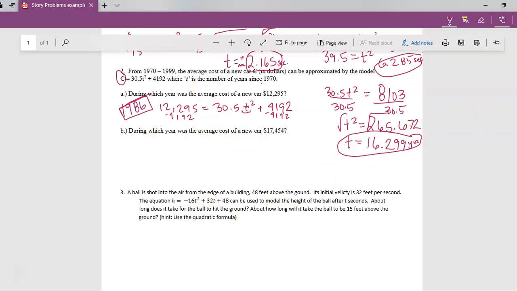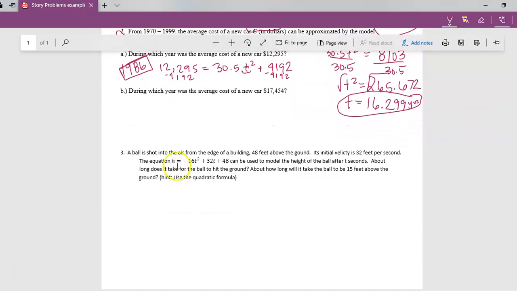Okay, number 3. A ball is shot into the air from the edge of a building 48 feet above the ground. So here's a building, its height is 48 feet. Somebody is throwing, or it got shot into the air. The ball got shot into the air from the top and it's heading down to the ground. Its initial velocity is 32 feet per second. And the equation h equals negative 16t squared plus 32t plus 48 can be used to model the height after t seconds. So again, h is the height and t is the time that's going by.